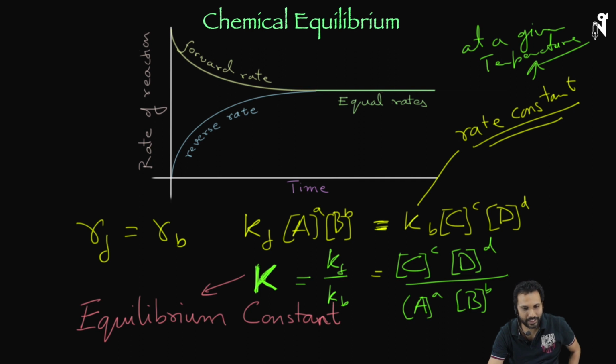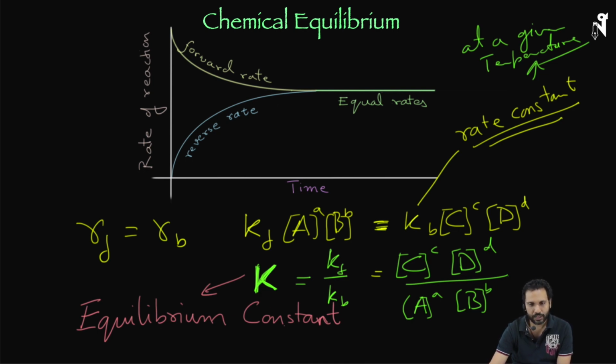So it is a constant irrespective of the concentrations of C, D, A or B. It is a value which is always the same at a given temperature. The K never changes at a given temperature. So this is what we are to play around with, and based on it are the numericals in this chapter onwards.